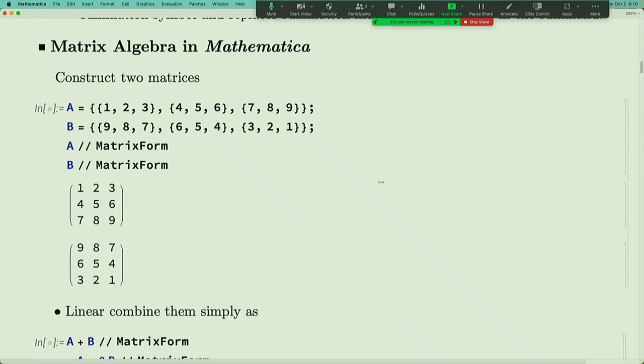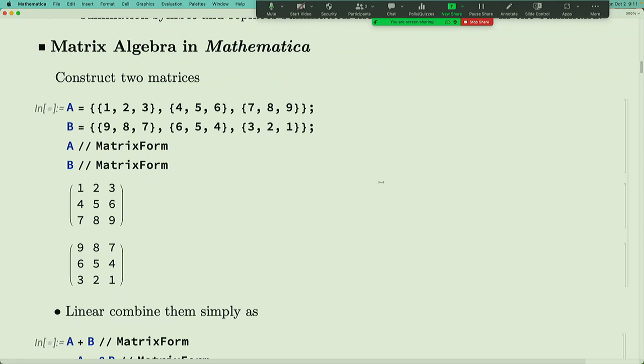Okay, let me tell you a little bit more about how to do matrix algebra in Mathematica. It's very convenient. In Mathematica, you can type in a matrix simply in terms of curly brackets. So, for example, A is a matrix which looks like this: 1, 2, 3, 4, 5, 6, 7, 8, 9. It has 3 rows, and within each row, you type in the matrix elements 1, 2, 3, and so on. So this is the A matrix, basically.